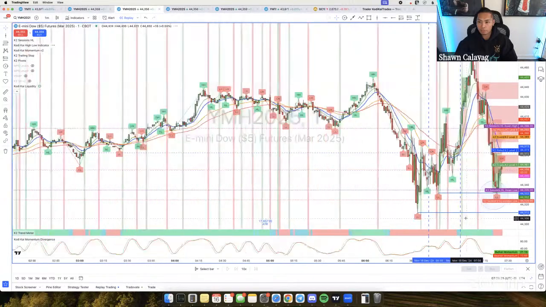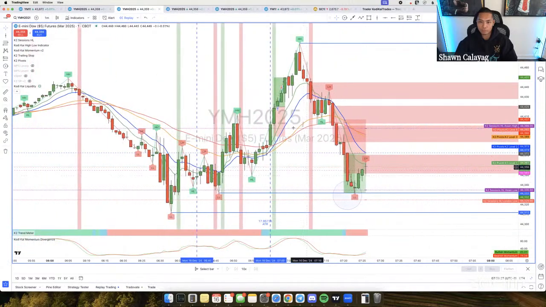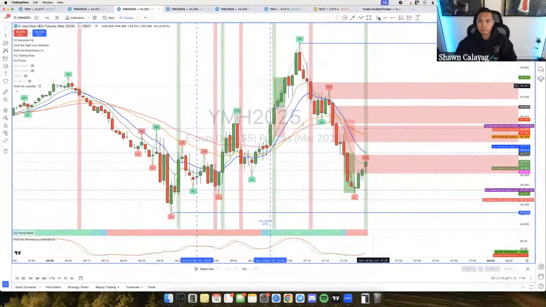So here's the cool thing too. If you guys are on higher time frames, like say for example, we're here on the 1 minute, right? I'm just gonna clean this up right here. I'm gonna take this off. I already hit that target, so I'd take that off right there.